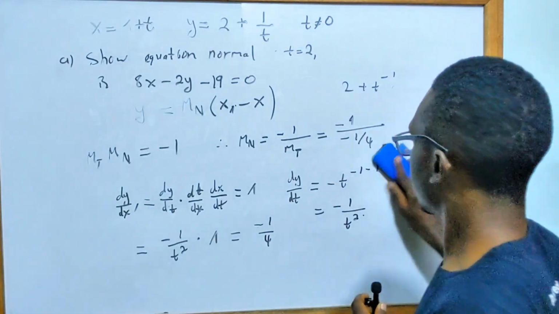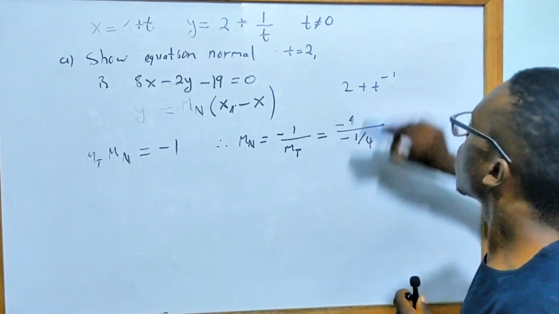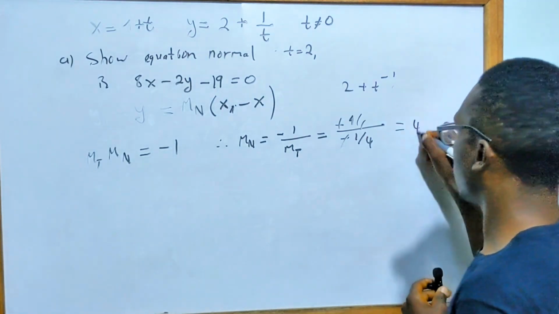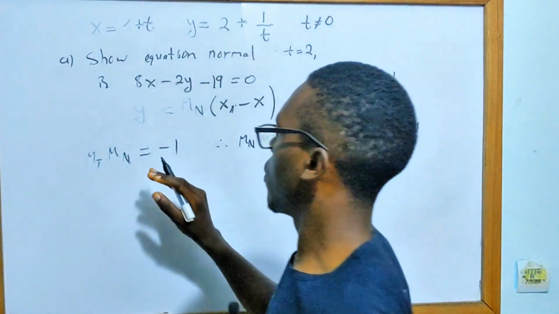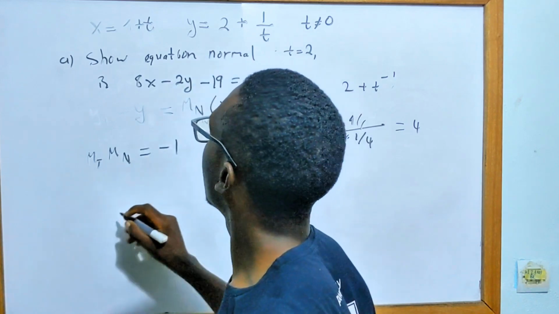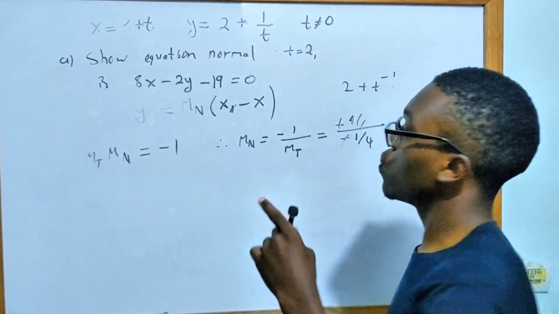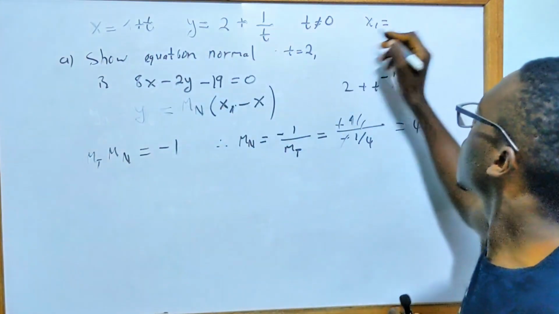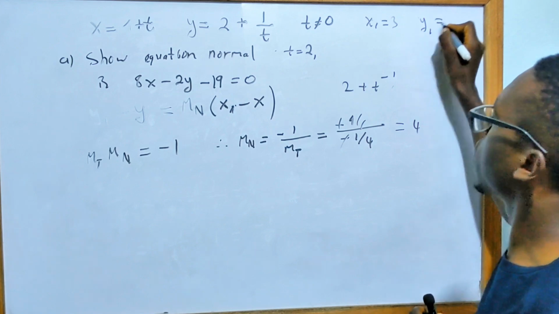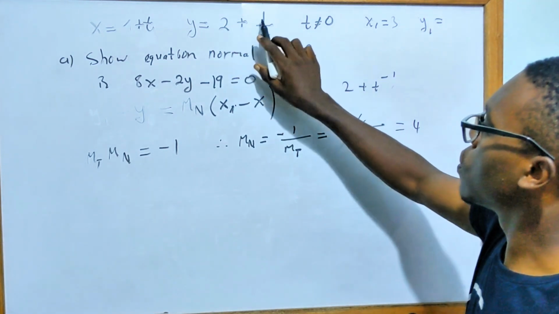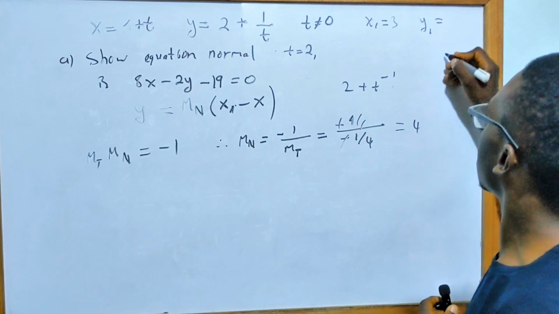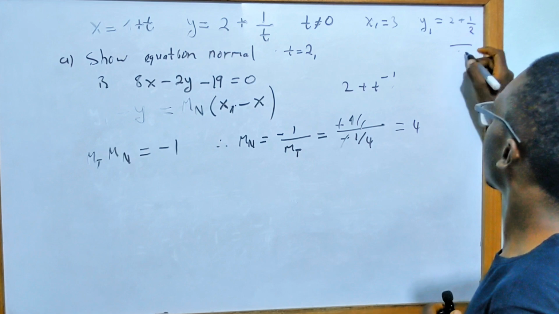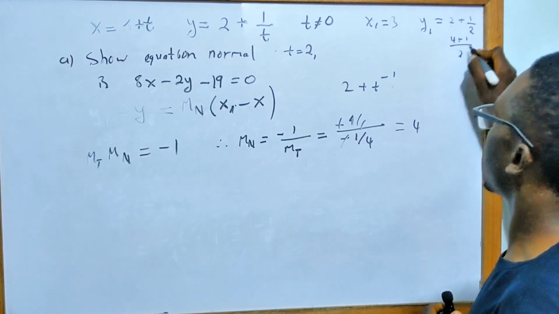Hence, at this point, the negative and negative will cancel. Since this is 1 on 1, we invert to have 4. You substitute here. What's our y1? Since we know that t equals 2, our x1 equals 2 plus 1, that is 3. y1 equals 2 plus half, that is 4 plus 1, which is 5 on 2 here.